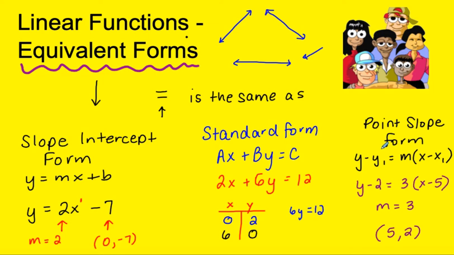Now, these are the three equivalent forms of a linear function. And you're going to get to decide which one you're going to need in different cases. So it's really good to have a working knowledge of all three of them. Again: slope-intercept form, standard form, and point-slope form.